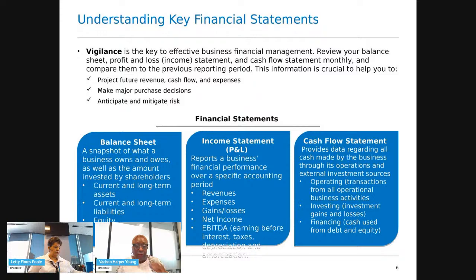So understanding key financial, that's small. Where did it go? Are you seeing the presentation?